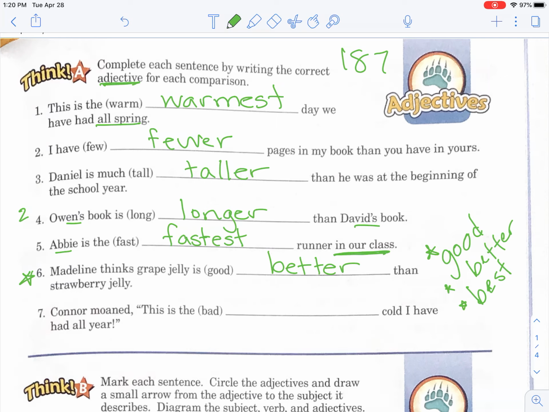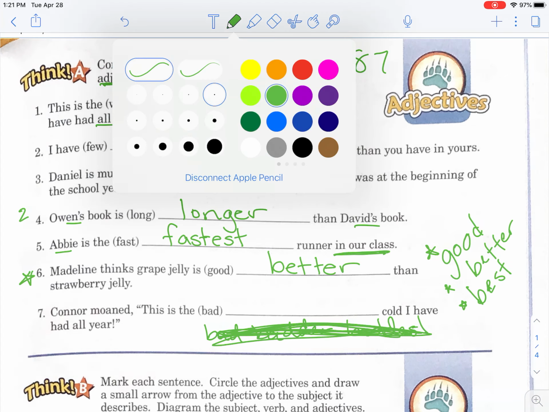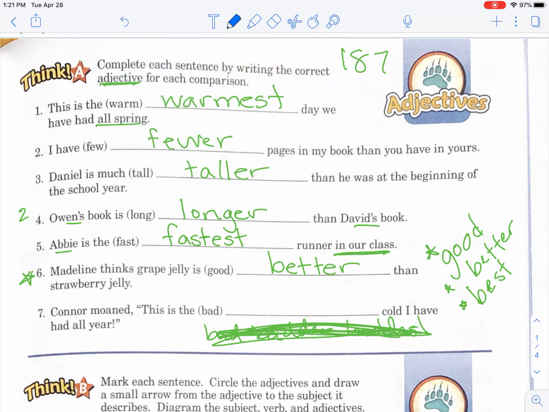Okay, here we go. Number seven, Connor moaned. This is the bad cold I have had all year. Ooh, is it bad, badder, or baddest? Baddest? No, that's another one of those tricky ones. I'm going to switch it. It is bad, worse if it's one. I'm going to write it over here. Worse or worst.